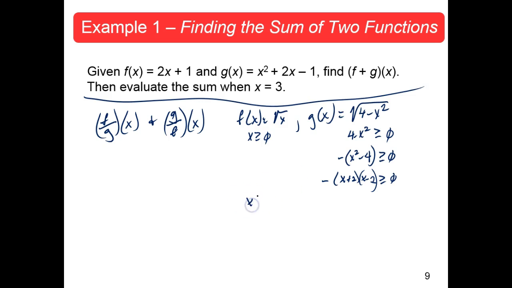Okay, let's start with x plus 2. What do you want it to be, positive or negative? Positive. So if it's positive, that's greater than or equal to 0, that means that x minus 2 has to be less than or equal to 0. Negative, right? So let's solve those two.